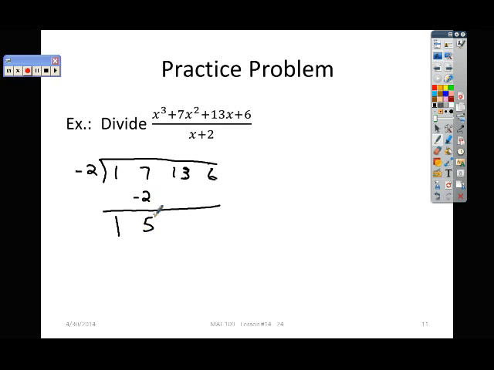Then repeat. Notice this time, our last number is a 0. That means there's no remainder. This will divide into that an even number of times, or in other words, no fraction. So when I write my answer for this, what is my answer going to be?